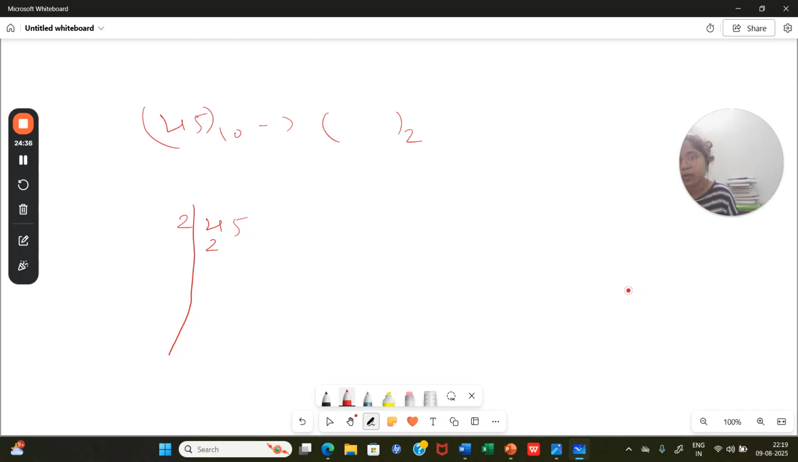2 22s are 44, and 1 is left. Write this quotient here, and write the remainder on this side. Again divide: 2 11s are 22, and whatever remainder is there, write it. Nothing is left, so write 0 here. 2 5s are 10, write the remainder as 1. 2 2s are 4 and the remainder is 1 again. 2 1s are 2 and nothing is left, so write 0 here. So make the group from down to up.